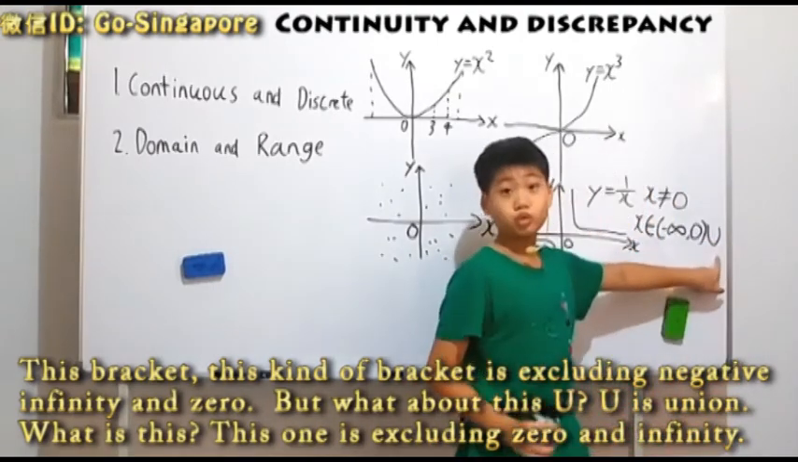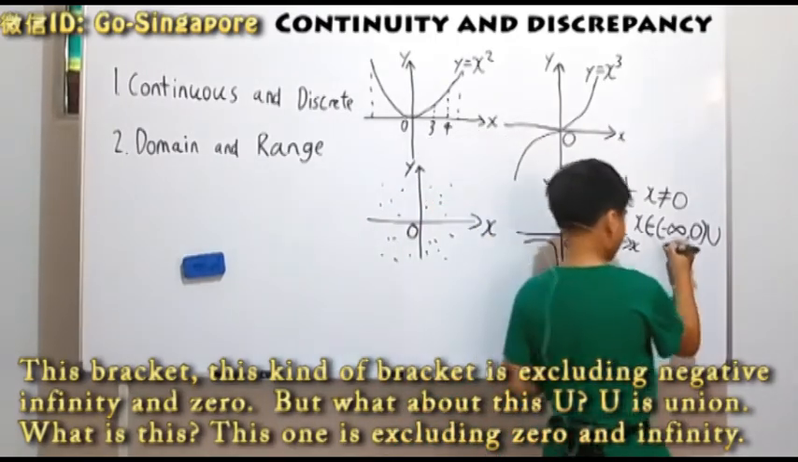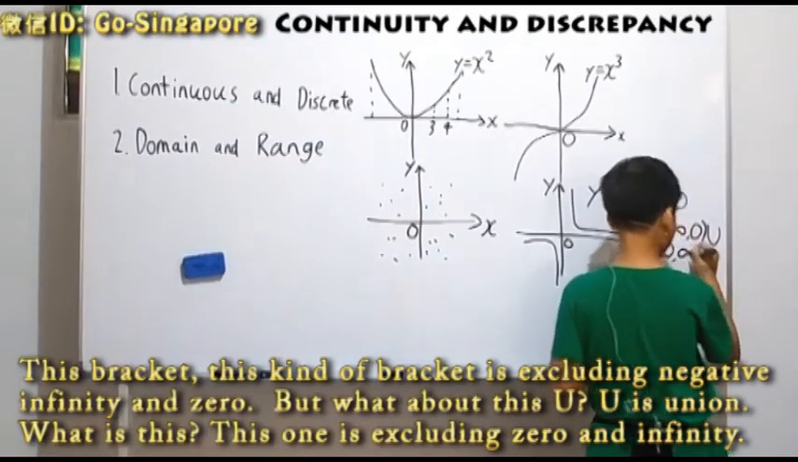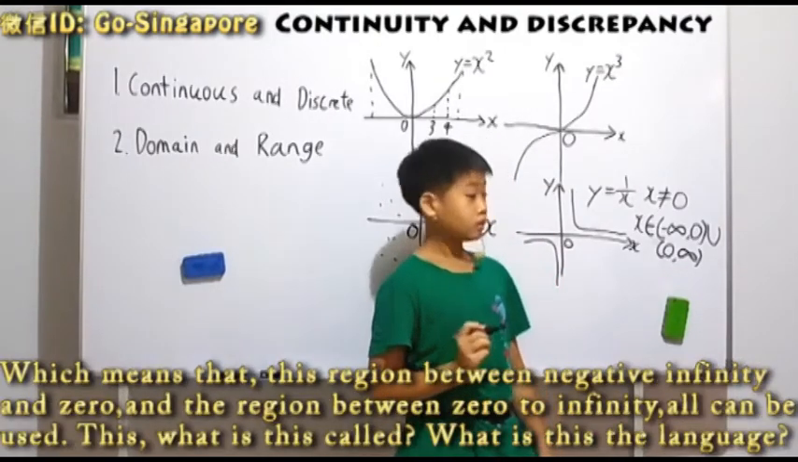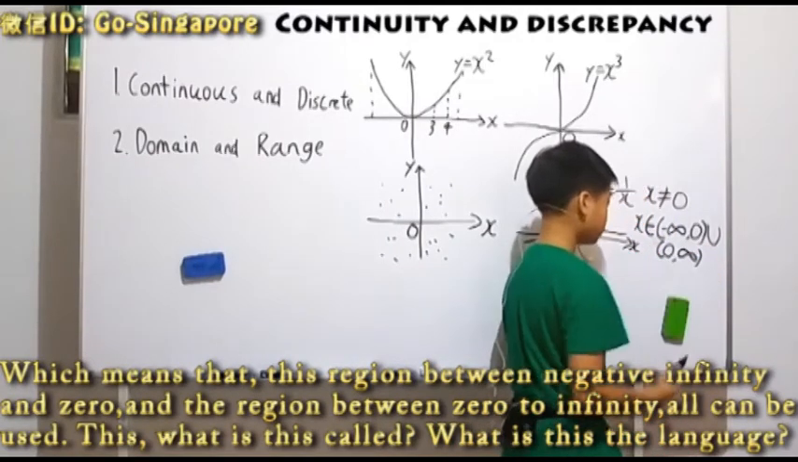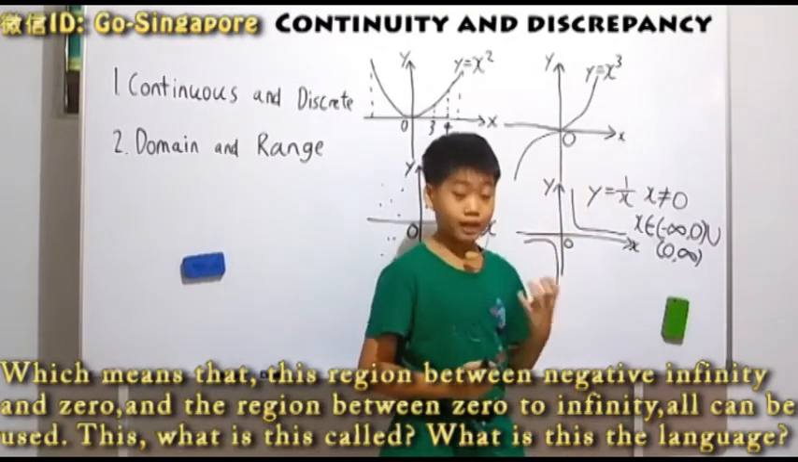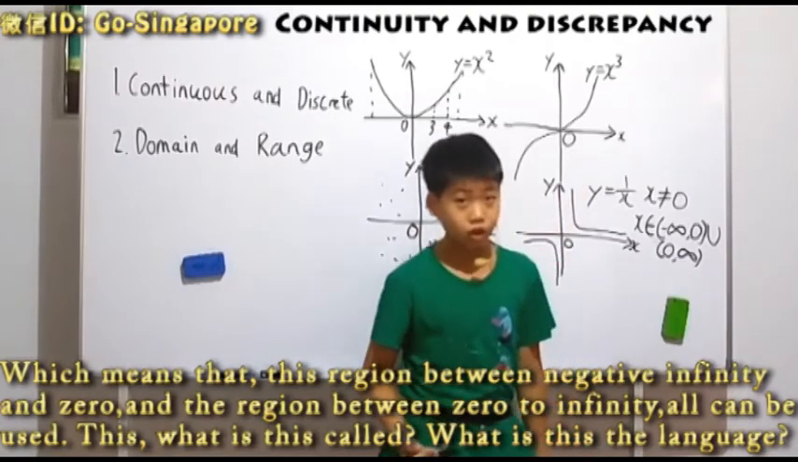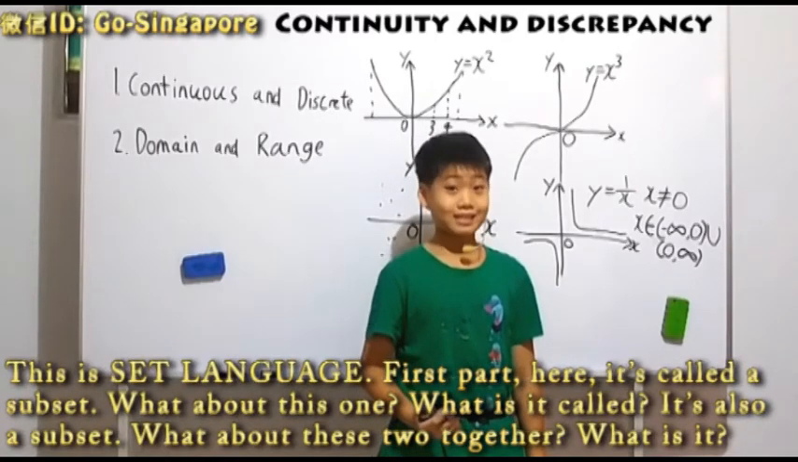But what about this U? U is union. What is this? This one excluding 0 and infinity. Which means that the region between negative infinity and 0 and the region between 0 to infinity all can be used. What is this language? This is set language.